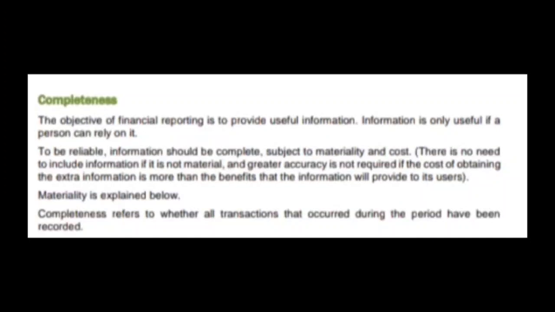One thing you have to keep in mind is that the users are not always persons involved in the operations of the company. They can be outsiders. So to provide them the information and to get them to rely on it, the information must be complete so that it is easy for them to understand what is written and what is being explained to them. Completeness refers to whether all the transactions that occurred during the period have been recorded. So completeness means that all the transactions and operations should be recorded properly and as they were incurred, so that it is easy for the users to understand.